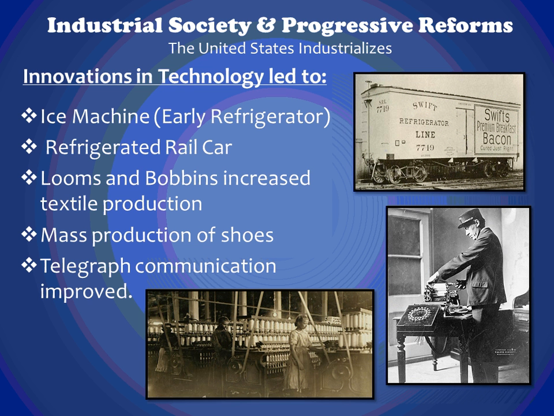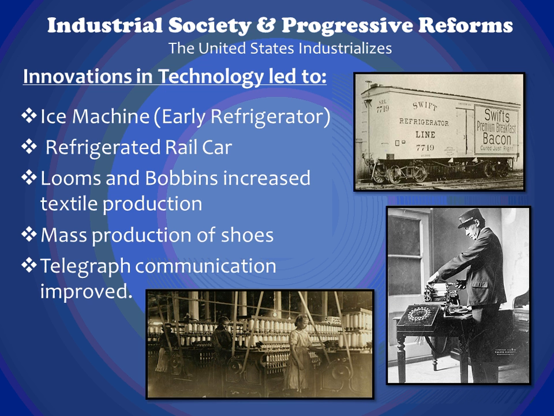Thaddeus Lowe invented the ice machine, the basis of the modern-day refrigerator. In the early 1870s, Gustavus Swift hired an engineer to develop a refrigerated railroad car. And now meat and produce and goods that need to be kept cold can be shipped across the nation to different parts because they have these refrigerated railroad cars and these railroad lines.